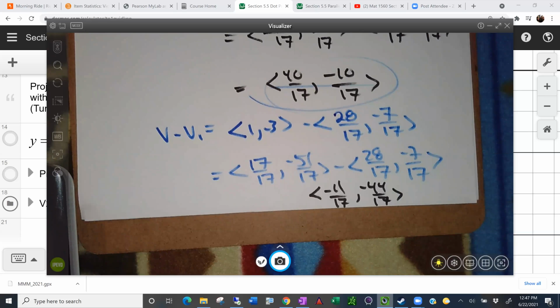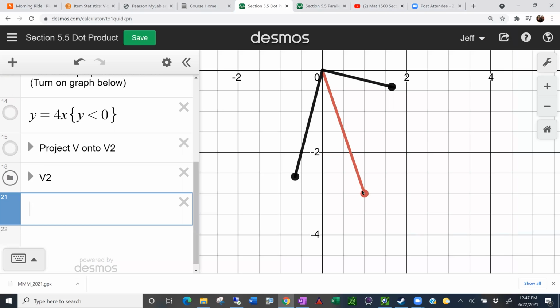Okay, so that's that last part there. It's the projection of V onto V2. So comments or thoughts on that one? Is there a part of that calculation that maybe I went through too fast? I know I screwed up at one point, my bad.